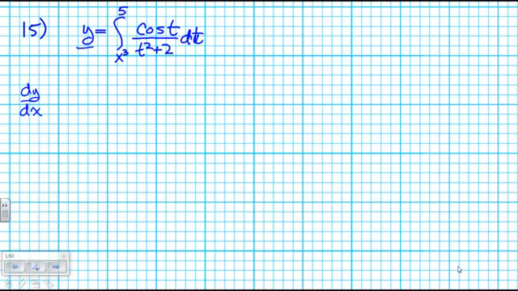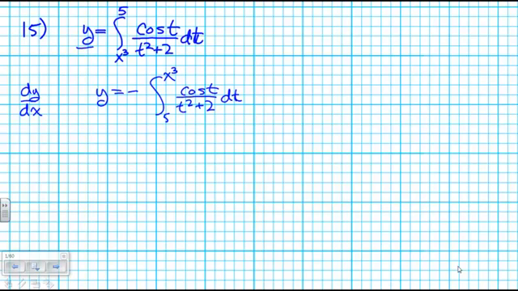So what we're going to do is a little rewrite. If we change the order of integration, we put a negative sign in front of it. And now that looks like an expression that we can apply the fundamental theorem of calculus part 1 to.